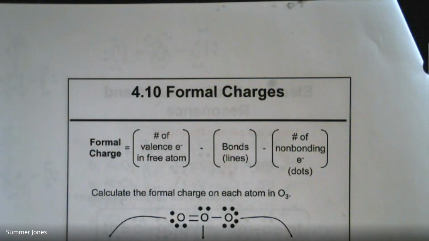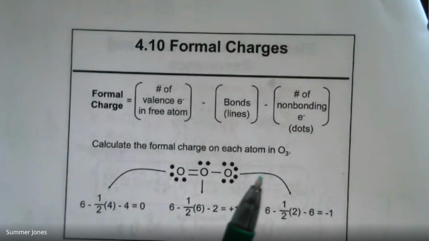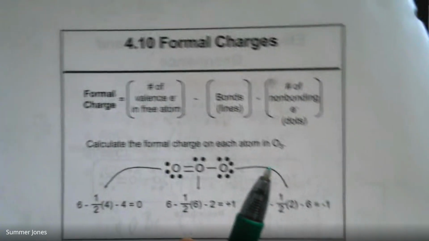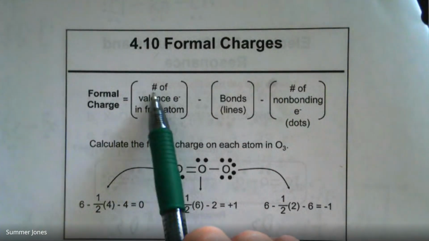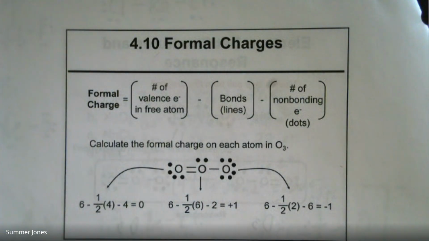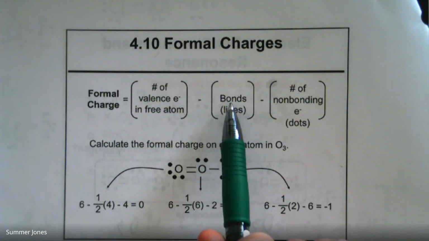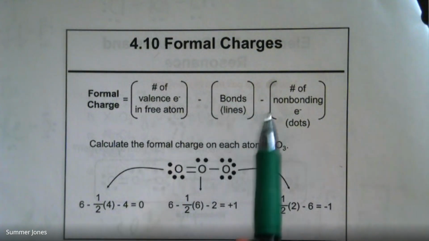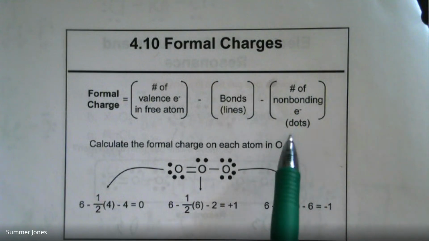Here's how you calculate formal charges. The formal charge equals, and we're looking at a specific element, so the formal charge may be different depending on what's going on with each atom. It's the number of valence electrons in the free atom, which you just get off the periodic table, minus the lines, aka the bonds coming off that element, and then minus the non-bonding electrons on that element, and those are our dots.